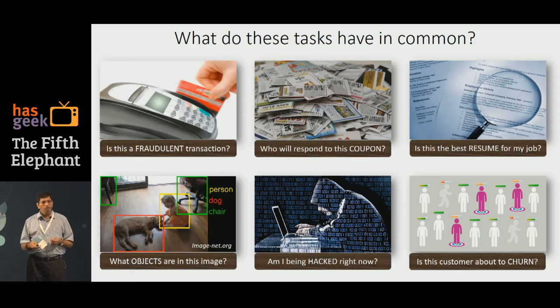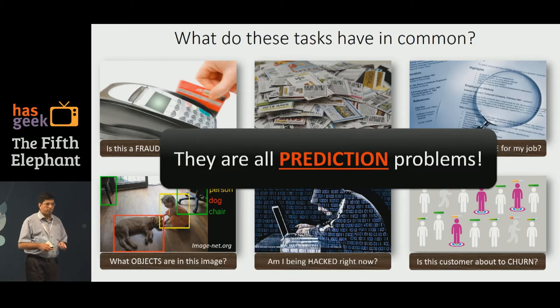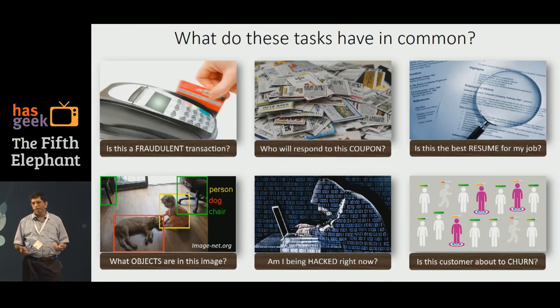And you know, these are all what we call prediction problems. The idea is you're given some input and you have to predict something. And there's a whole variety of these problems that you can think of. It doesn't depend on what kind of data you have. It doesn't depend on what you're trying to predict. I'm not making a distinction between classification and regression or those things. I'm saying all these are prediction problems.